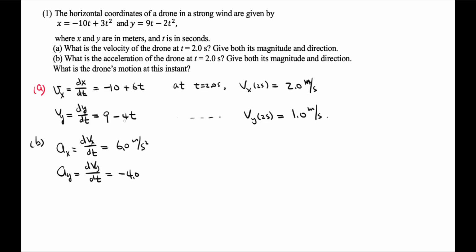Then dVy/dt equals negative 4 meters per square second. And we can see that ax and ay are constant. They do not depend on the time, so that includes t equals 2 seconds. At 2 seconds, we also have the same value.